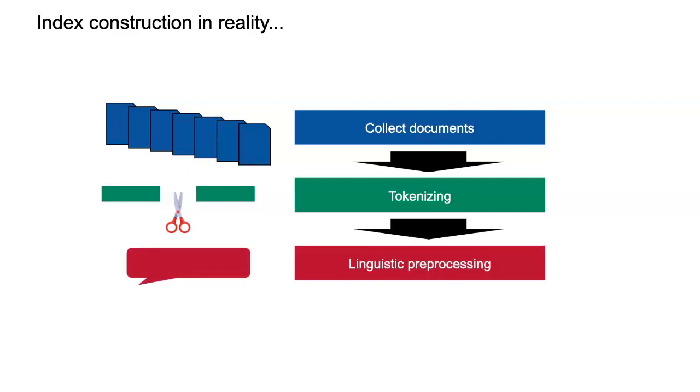Then there is linguistic preprocessing. I will give you plenty of examples. But for example, the plural form, right? If you say lecture, lectures, it's kind of the same in terms of index. If you look for one, then you would like to find the other. That's called linguistic preprocessing.